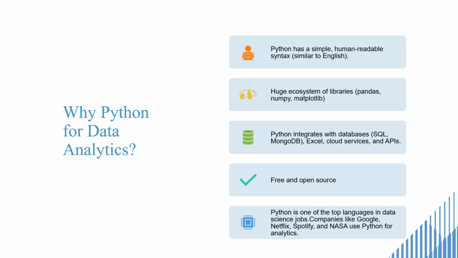Python is one of the top languages in data science jobs. Companies like Google, Netflix, Spotify, and NASA use Python for analytics. So most companies nowadays are using Python for data analytics because it's very easy to learn, and also it's like a human language.